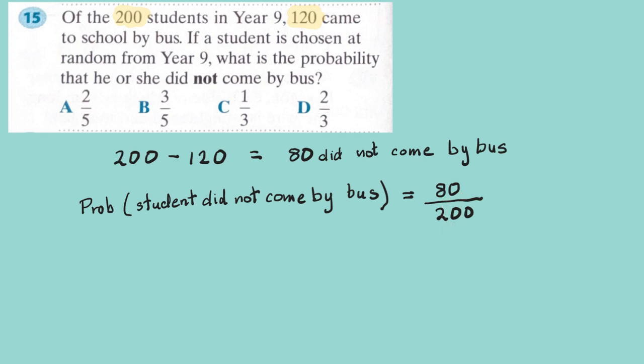This fraction needs to be simplified, so we can remove the 0 from the top and remove the 0 from the bottom, and we are left with 8 over 20. We still need to go further. Let's say that we now divide both by 2, so we have 4 over 10. Let's continue and divide again by 2. We have 2 over 5. And there is our answer, 2 over 5. So we can now highlight this answer.